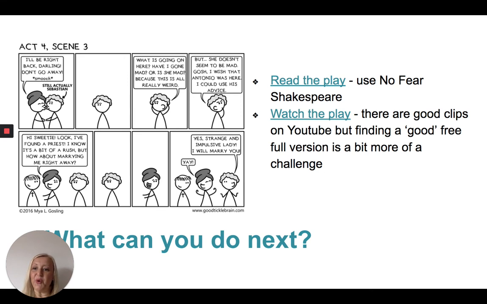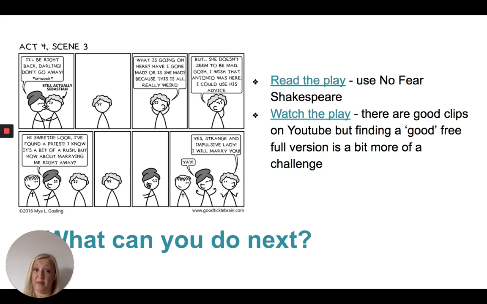Okay, so what can you do next? That's our Twelfth Night lesson. By all means, get ahead and read the play. If you don't want to buy a copy yet because you're still not sure, read it online, use the No Fear Shakespeare. You can access cartoons like this that will give you a little breakdown of what's happening.